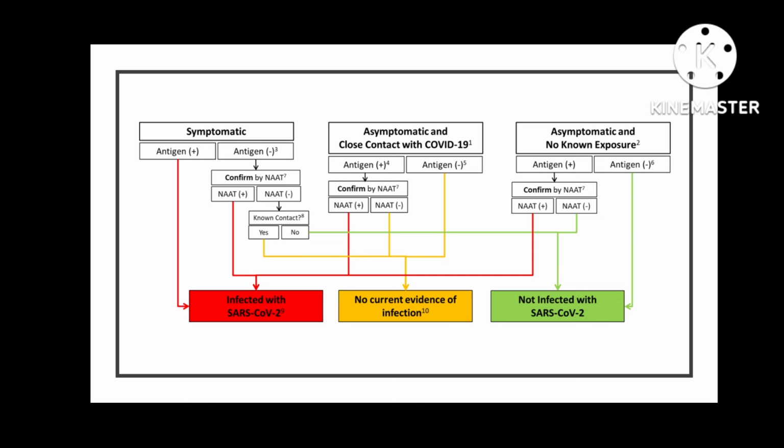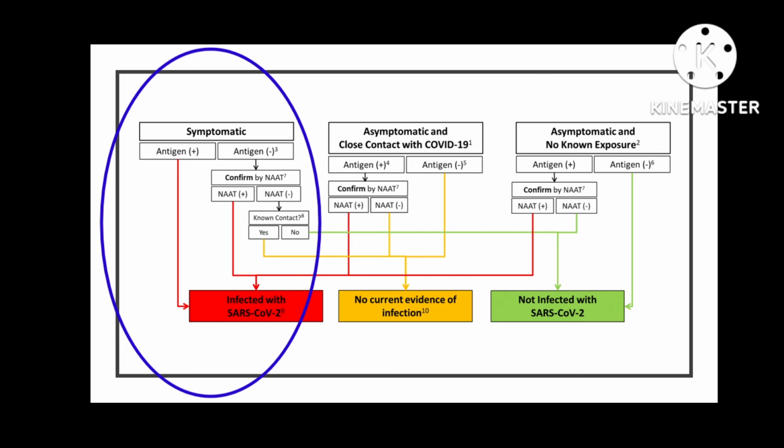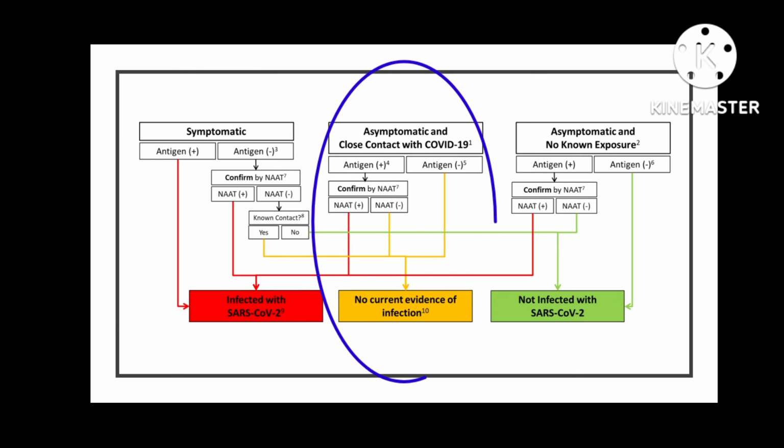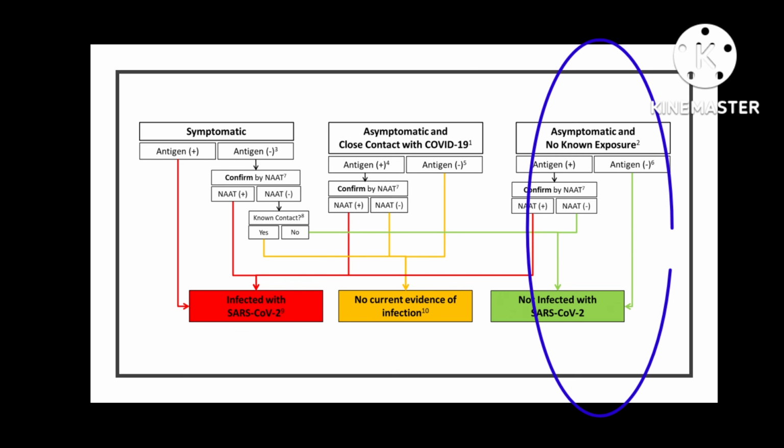Please also take note of this flow chart wherein we can see the different tests that we should be doing on three different types of patients that we encounter in the laboratory. One is, of course, the symptomatic patient. One is an asymptomatic but with close contact with a known COVID-19 patient. And the last type of patient is the asymptomatic and does not have a known exposure to any COVID-19 positive patients.